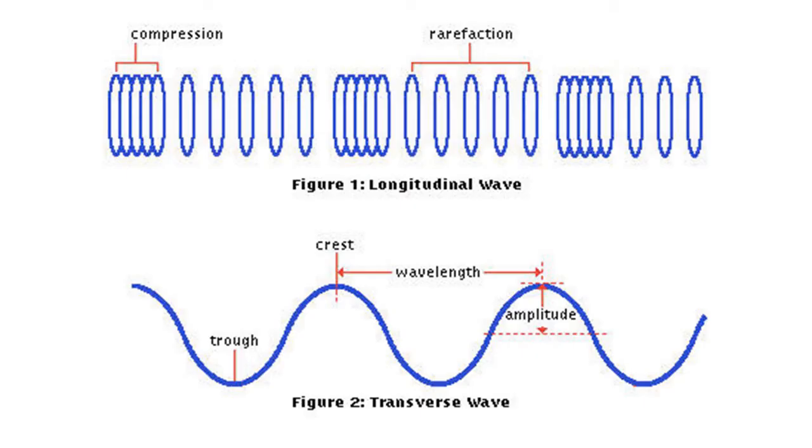Now there are two types of wave. There's one called a transverse wave. That's the second one on this diagram. It's got these up and down bits. So a water wave is a transverse wave. It's got a trough at the bottom, a crest at the top.